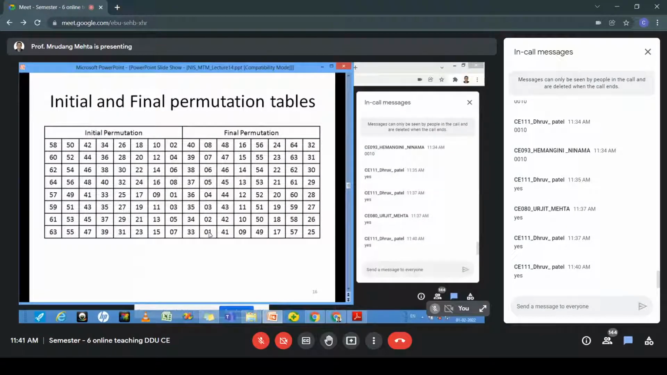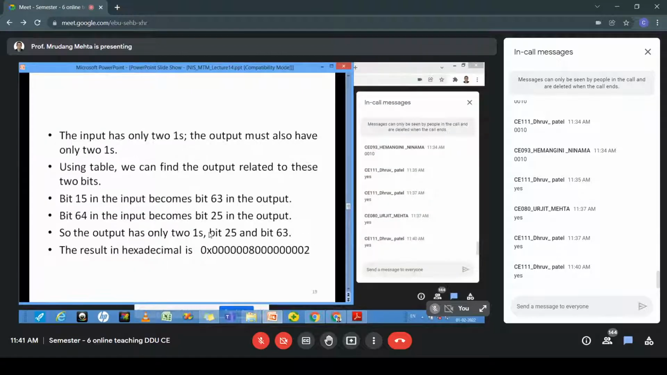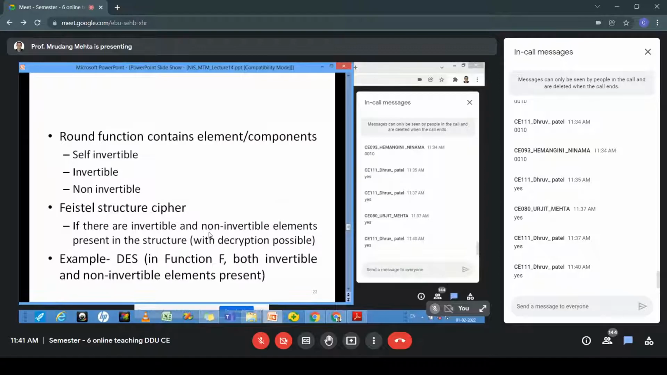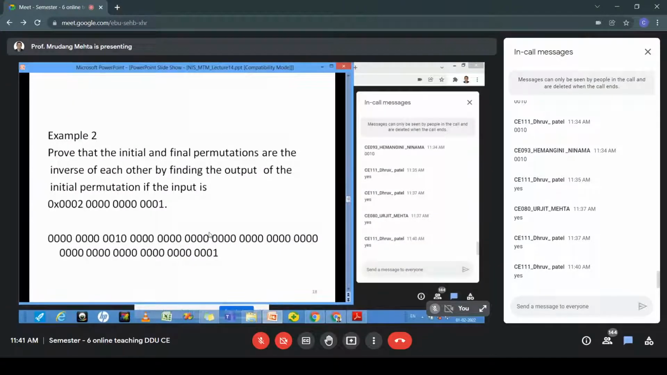Okay. So I think I stop here for the initial and final permutation example, and then I will discuss the remaining part of decryption, how the decryption is performed. That I will discuss in the next class. I hope that you will study it, because it will not be that easy. So refer to the slides and also read the textbook for better clarity.